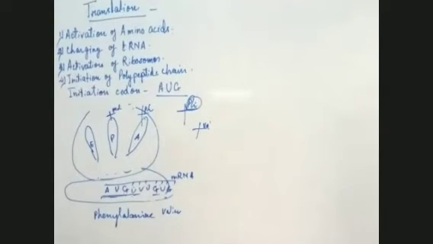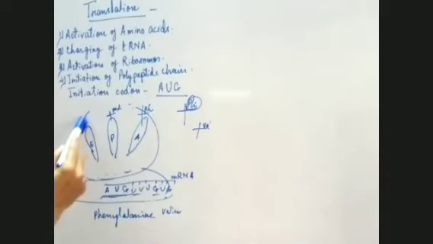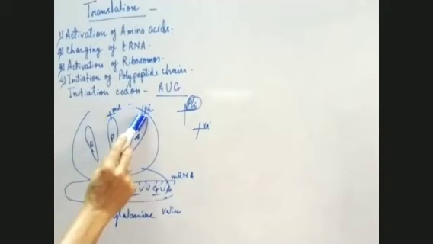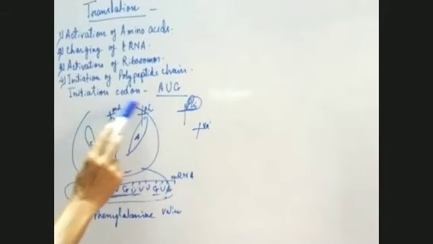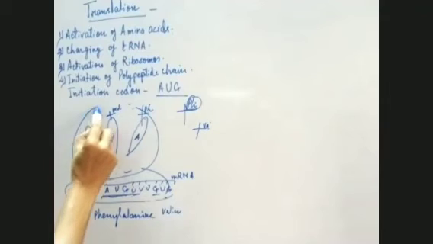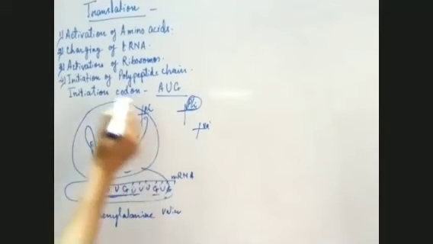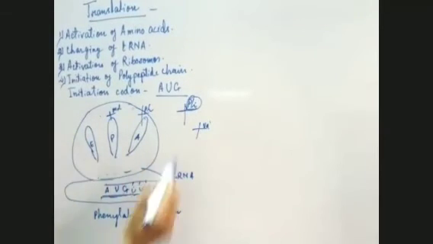Now what happens? We have one transfer RNA here and one here, and both of these transfer RNA with their respective amino acids are in the larger subunit. This is the larger subunit. Both are in the larger subunit of the ribosome.